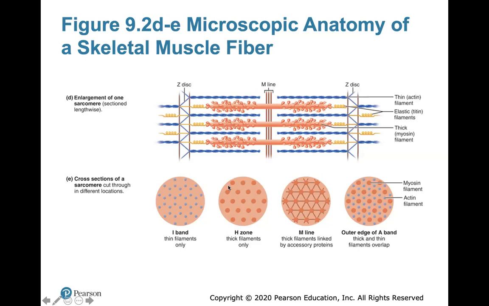The Z disc will span from one sarcomere end to the other. And you can see here the cross section of a sarcomere cut through different locations. In the I band, there will be thin filaments only. The H zone will be thick filaments only. The M line is where the thick filaments are linked by accessory proteins, and the outer edge of the A band will be where the thick and thin filaments overlap.